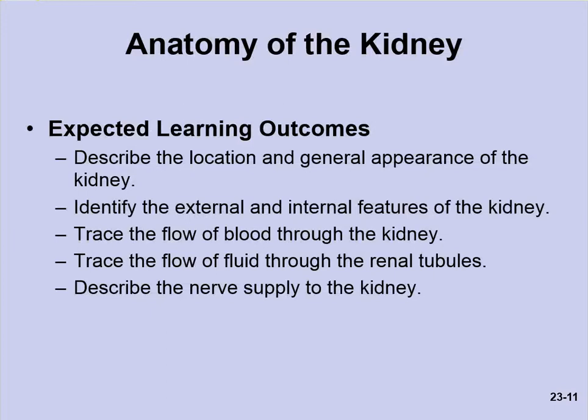In this section, our learning outcomes are to describe the location and general appearance of the kidney, identify the external and internal features of the kidney, trace the flow of blood through the kidney, trace the flow of fluid through the renal tubules, and describe the nerve supply to the kidney.